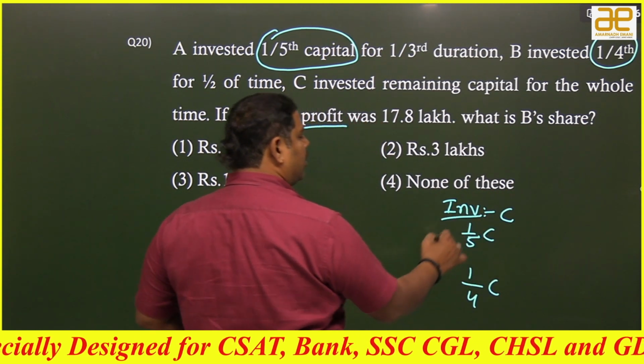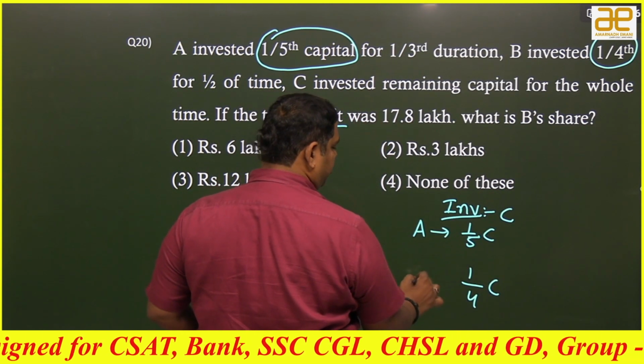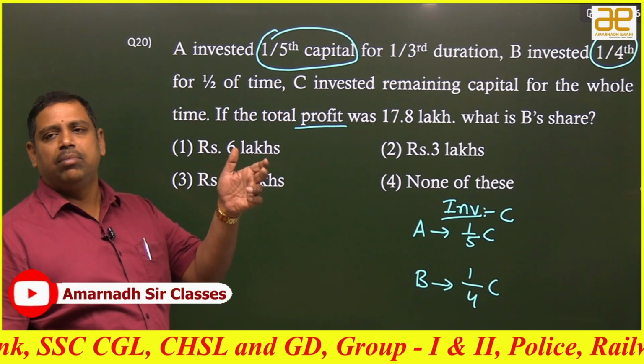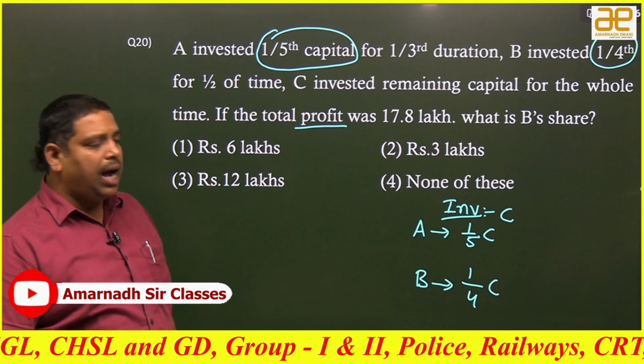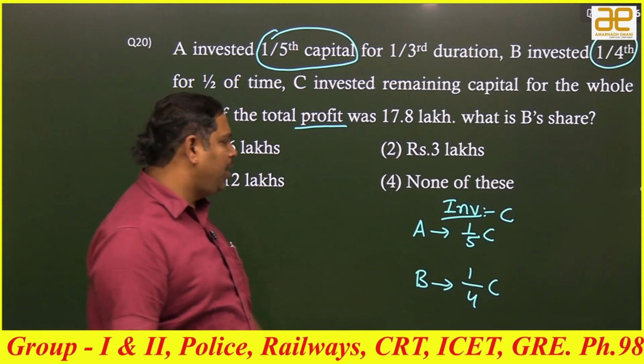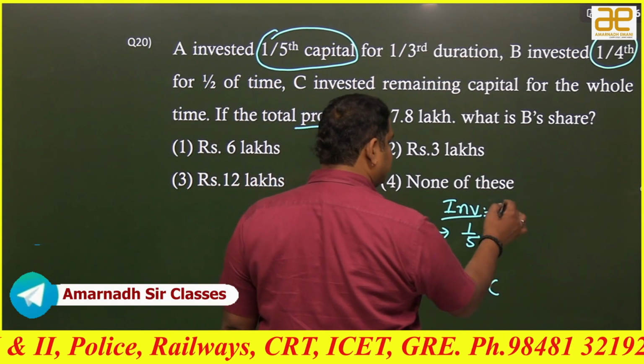Okay, am I right or wrong? So this is about A and this is about B. That is the reason I will take some other number such that I don't get any fractions. To avoid fractions, I simply have to take a multiple of 5 and 4. What is the multiple of 5 and 4? 20. So I don't take it as C rupees, sir.